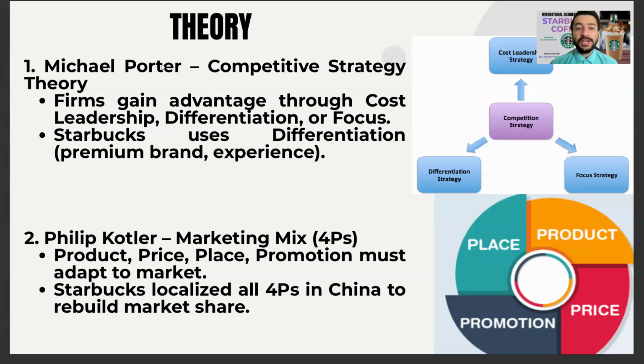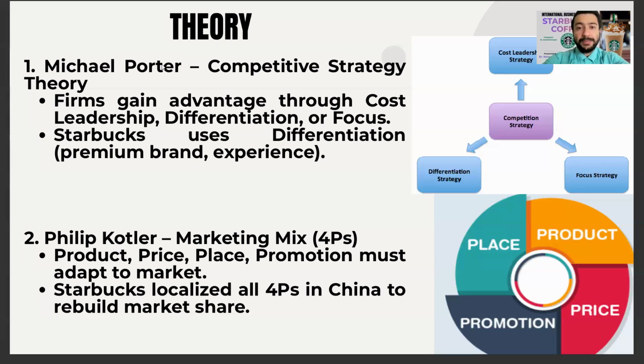Then the second one, Philip Kotler, who is already famous. We already know Philip Kotler's marketing mix, the 4 P's of marketing. Everybody knows that: product, price, promotion, and place. These are the four important aspects of the marketing strategy of any business, right? With Philip Kotler's marketing mix model, we are going to study how Starbucks localized all 4 P's in China to rebuild its market share. So that we are going to check out.